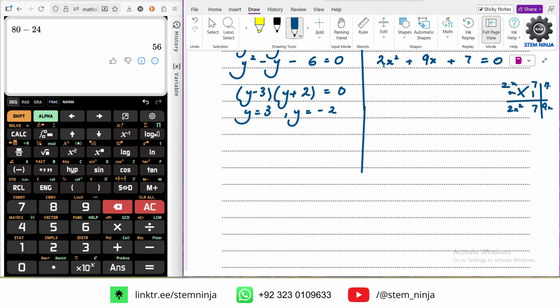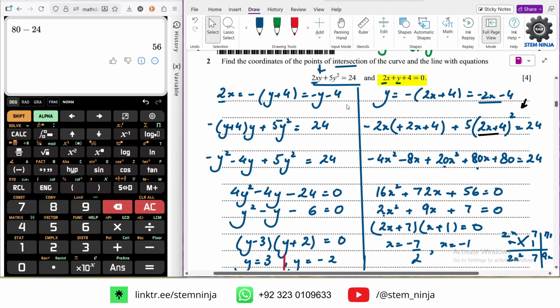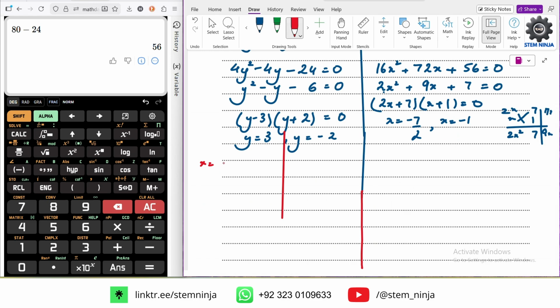So just simply 7x plus 2x. So you have 2x plus 7, x plus 1 equal to 0. So x is either minus 7 over 2 or x is equal to minus 1. Now we plug in the values of the other one and see whether we are getting the same answer or not. So x is equal to minus y minus 4 divided by 2. So minus y minus 4 divided by 2. So this is minus 7 over 2.